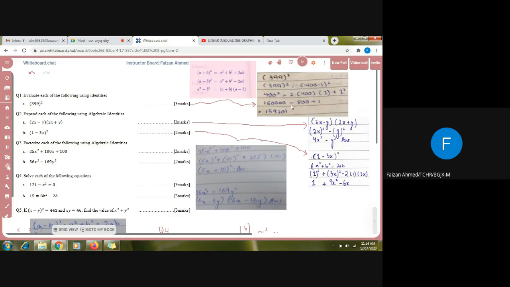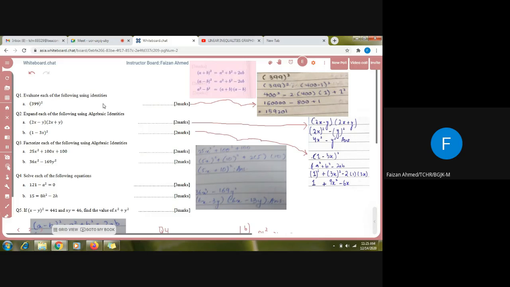Then a negative sign twice the product of the first and the second term. Product means multiply. So 400 multiplied by 1 will be 400, multiplied by 2 is 800, and plus the square of the last term. The square of the last term is 1. 1 square will be 1. On simplifying, I have to subtract first and then add. I will get the final answer, that is 159201. So this is the way of solving this type of question.